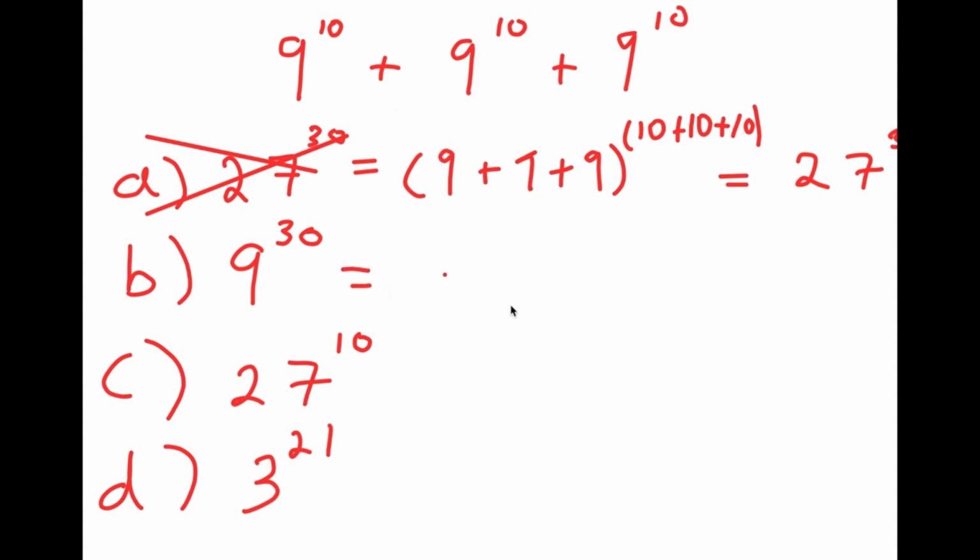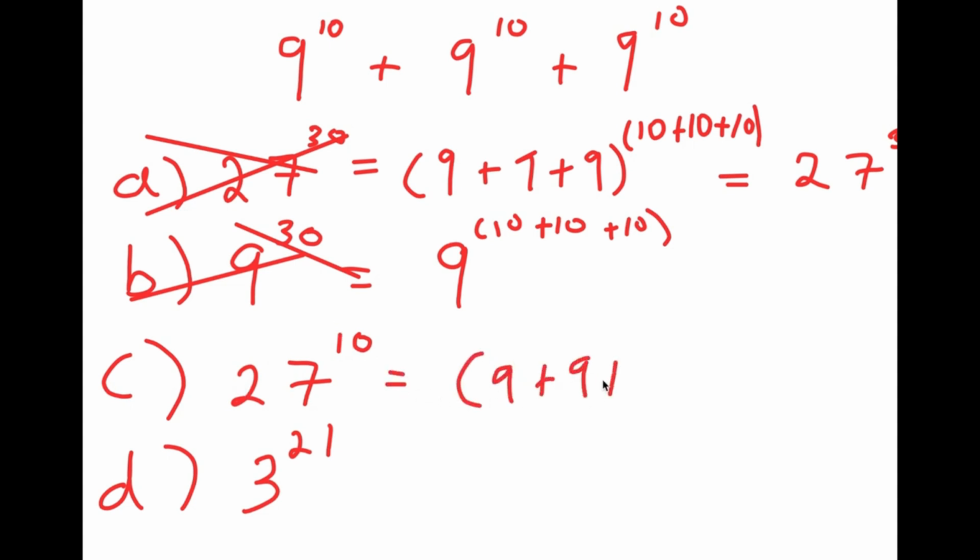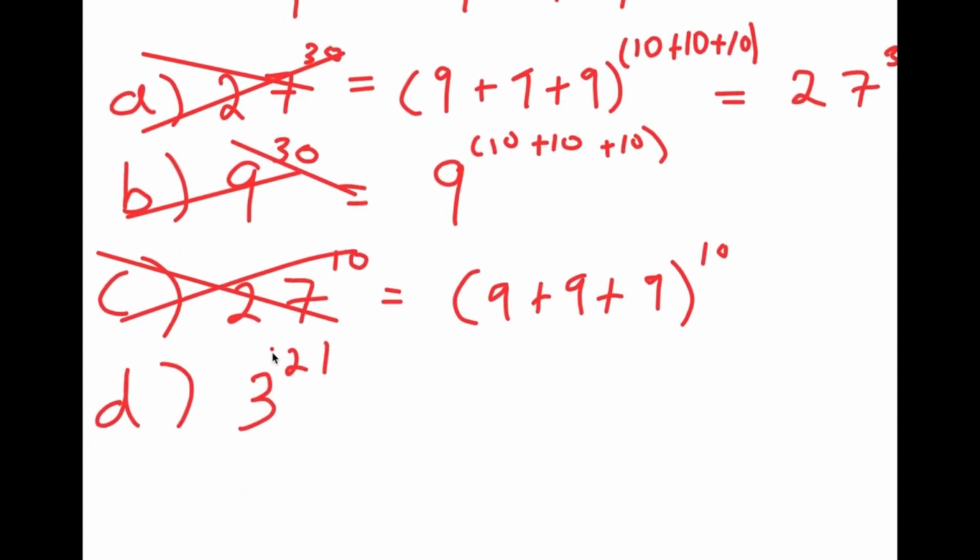So now going from here, this was likely gotten, 9 to the power of 30, by keeping the base the same and then adding the exponents. And this again is wrong because this is not the right way to add exponents. Now we have 27 to the power of 10, and this was gotten from adding the bases, but keeping the exponent the same. And this again is wrong as well. That's not how you add exponents.